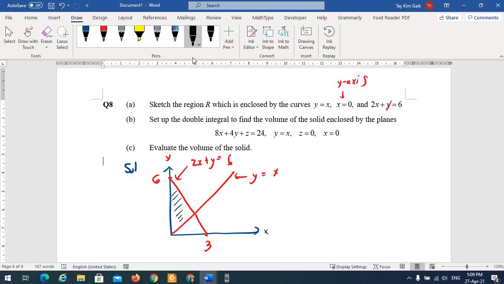Okay, part B. Set up the double integral to find the volume of the solid enclosed by the plane 8x plus 4y plus z equal 24. This is a tetrahedron, and y equal x, z equal 0, x equal 0.